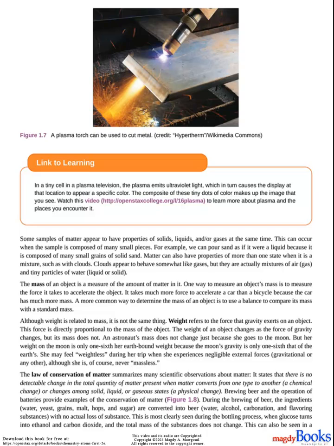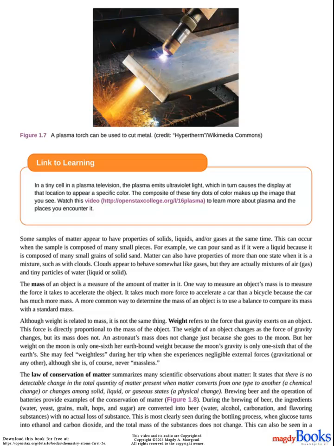Some samples of matter appear to have properties of solids, liquids, and/or gases at the same time. This can occur when the sample is composed of many small pieces. For example, we can pour sand as if it were a liquid because it is composed of many small grains of solid sand. Matter can also have properties of more than one state when it is a mixture, such as with clouds. Clouds appear to behave somewhat like gases, but they are actually mixtures of air, gas, and tiny particles of water, liquid or solid.